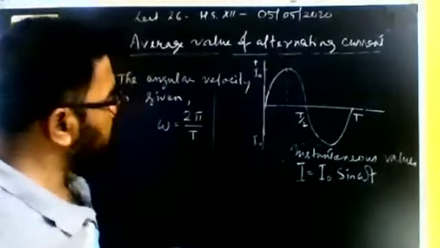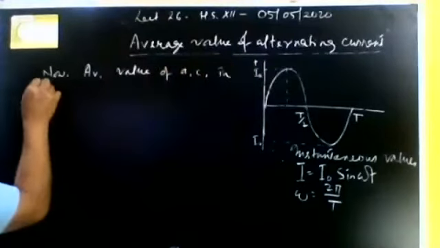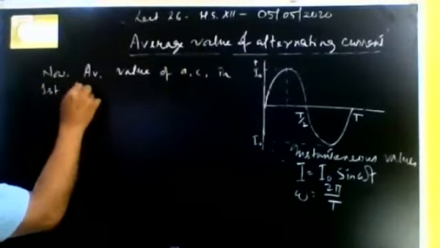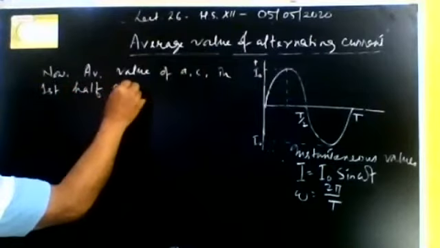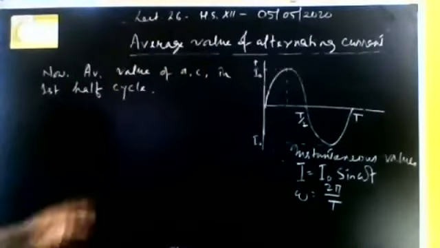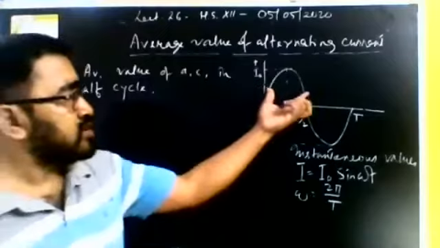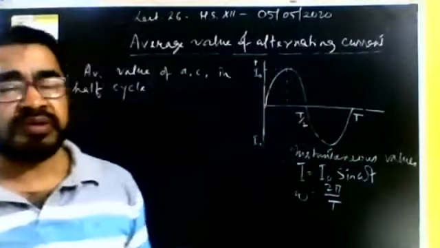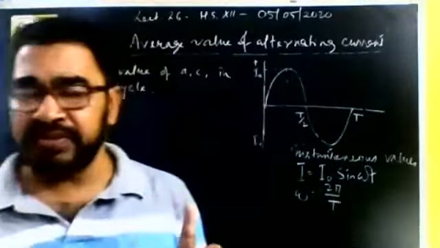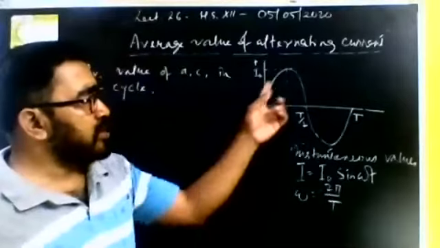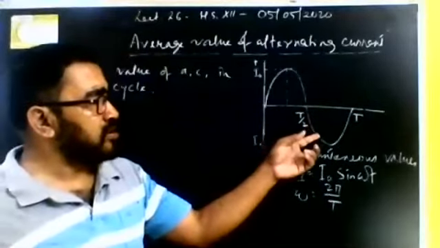Now, average value of AC in the first half cycle. The first half cycle is this cycle and this cycle added together to give a complete cycle, right? So if we add both the cycles, the average value will be 0.